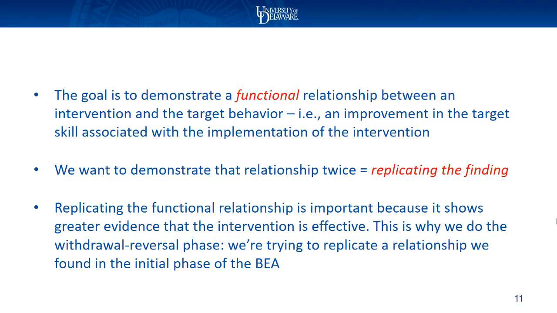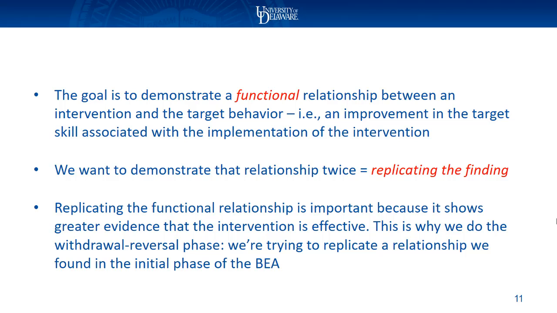We actually want to demonstrate that relationship twice within a BEA, which is called replicating the finding. Replicating the functional relationship is critically important because it shows greater evidence that the intervention is effective. Just showing an intervention having a strong effect once isn't enough to suggest that it will be consistently able to improve the performance of the student.